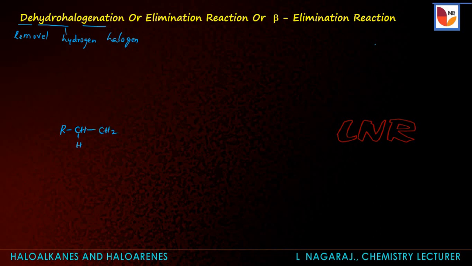Let us see the haloalkane, that is R, CH2, CH2 and halogen. The halogen attached carbon is called the alpha carbon, and the next adjacent carbon is called the beta carbon. So there is an elimination of halogen along with the hydrogen present at the beta position. That is, HX is eliminated from the haloalkane by treating it with alcoholic potassium hydroxide. That is, KOH is dissolved in alcohol.